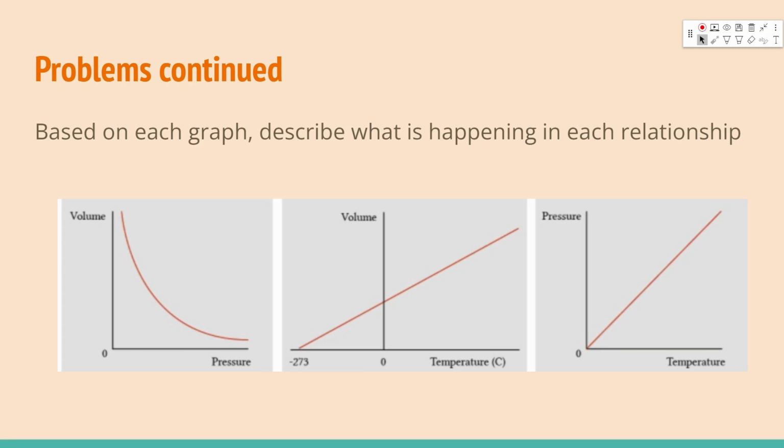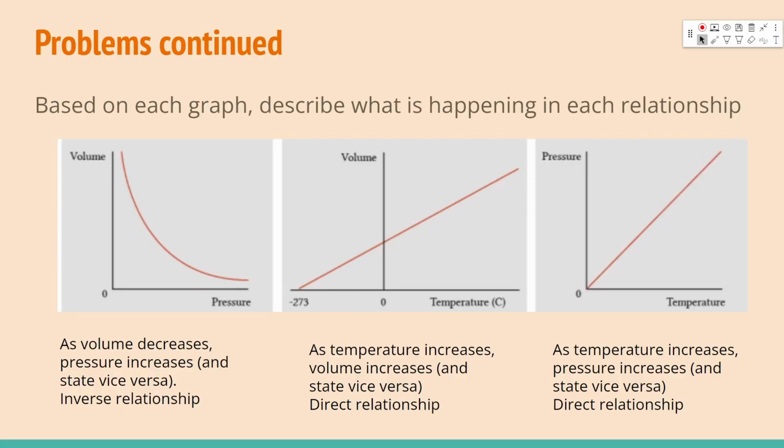All right, ready? Here we go. So we talk about each graph. The first graph, you see volume decreasing, pressure increases, and we can also state the vice versa of that. And that's an inverse relationship. Second graph, we have the temperature increasing, the volume's increasing. We can also say as temperature decreases, volume decreases, and so therefore that's a direct relationship. And then the same thing with pressure and temperature. As temperature increases, pressure increases, and if temperature is decreasing, pressure is decreasing, and that's direct.